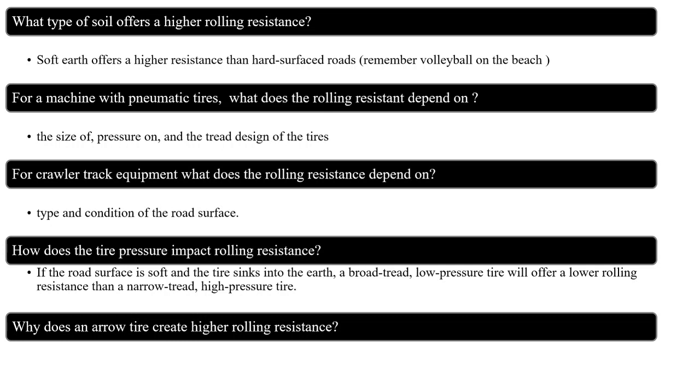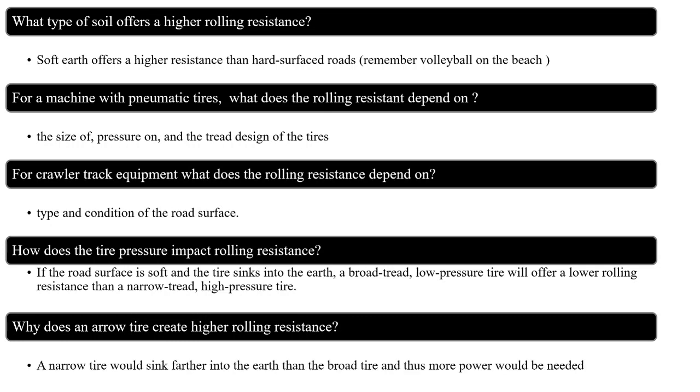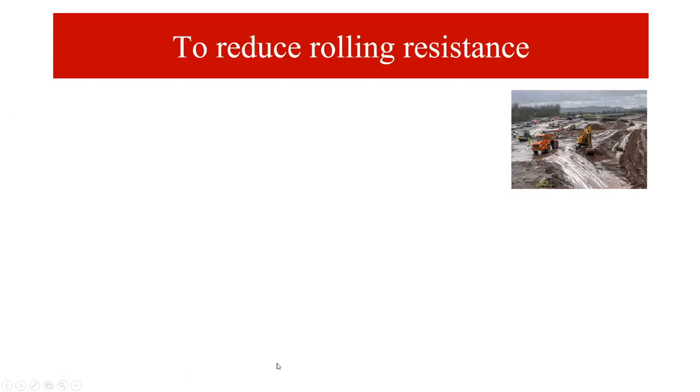Mountain bike with thick tires. This means a narrow tire would sink farther into the earth. That makes sense, right? Because when it is narrow, you would sink deeper or farther into the earth. So you have to overcome a lot more resistance compared with the time when you have thicker tires.